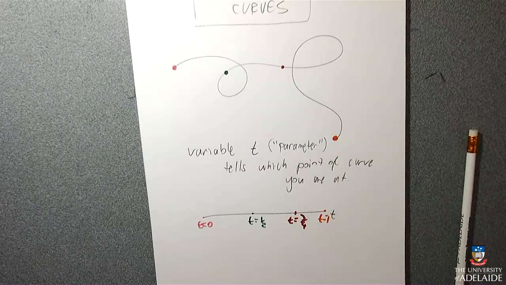I know it's a curve because it only has one parameter. If I needed two parameters to tell me where I was on the object, it would be a surface. Like the surface of a ball needs two numbers to tell you where you are, just like you do in a plane. So a curve needs one parameter to tell you where you are.